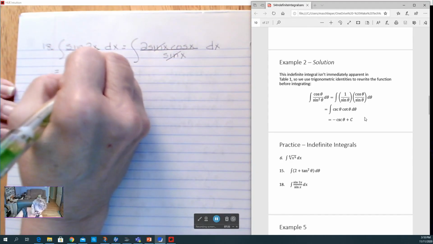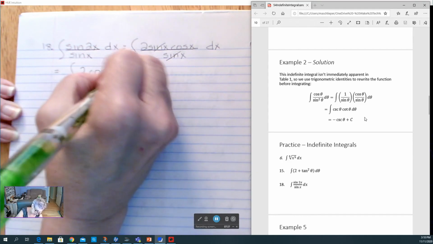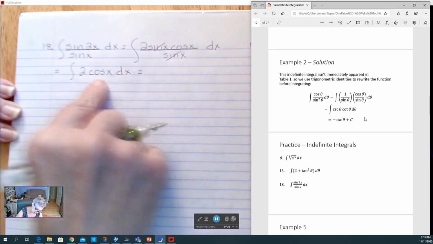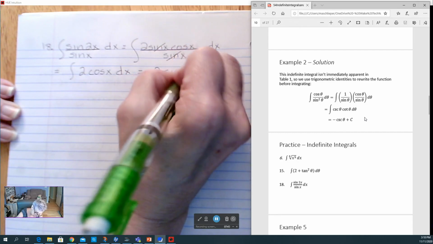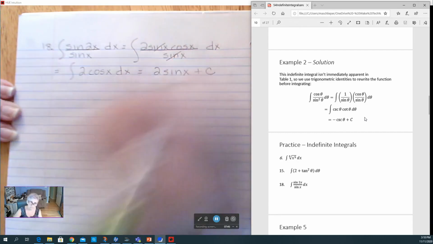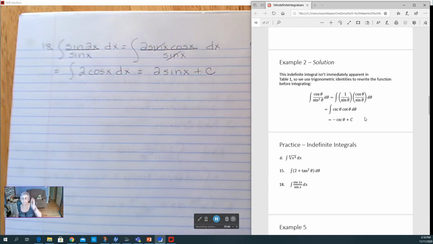So I just have 2 times the cosine of x. And the antiderivative of cosine is sine. Always add c. Easy enough.